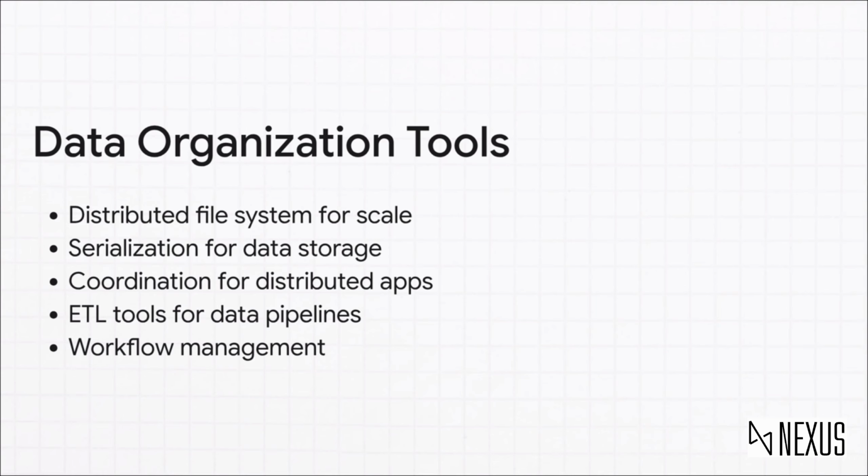You need a distributed file system to spread the data out across hundreds or thousands of machines. You need serialization services to store that data efficiently. You need coordination services to act as the traffic cop for all the distributed apps. And then you have tools for ETL, extract, transform, load, to get the data in, and workflow management to make sure everything happens in the right order. It's a whole team effort.